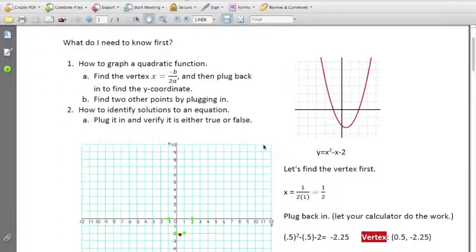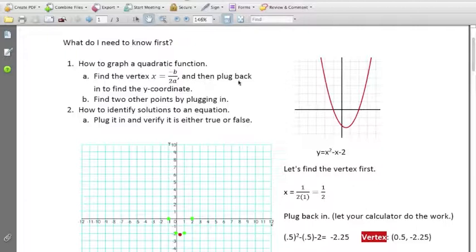So just for a second, we're going to go back and talk about graphing quadratics, how to graph a quadratic function. Number one, you need to find the vertex. Now, I'm assuming that our equation is going to be in standard form. So the vertex is going to be at x equals negative b over 2a. This is going to give me the x coordinate.